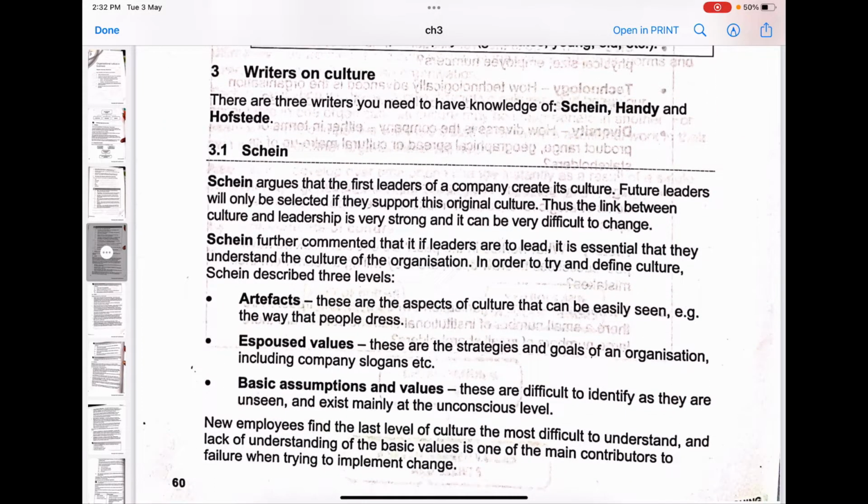Writers on culture. There are three writers which we have to learn in these chapters who have written on organizational culture. They are Schein, Handy, and Hofstede. So we learn about their theories or their ideologies. It's very easy, just continue the chapter with me and make notes of it, or try to just understand what I'm saying. It's really easy. You'll learn the entire chapter by the end of this video.